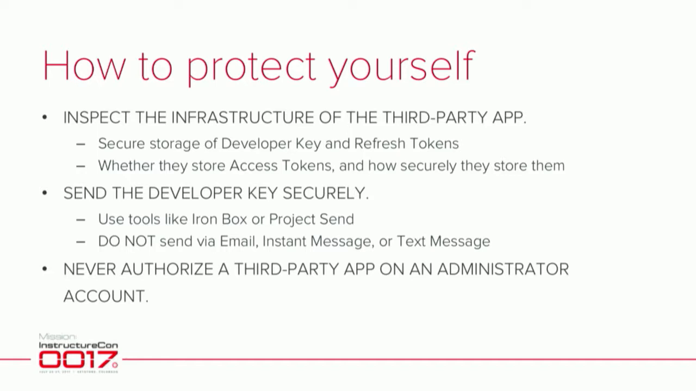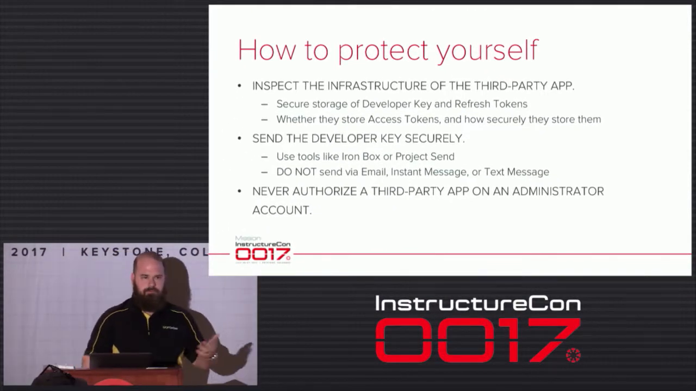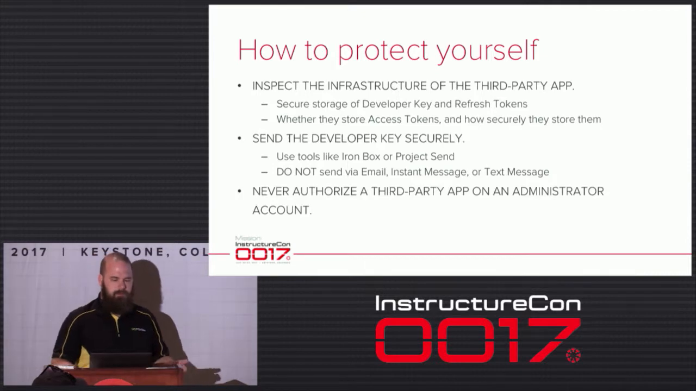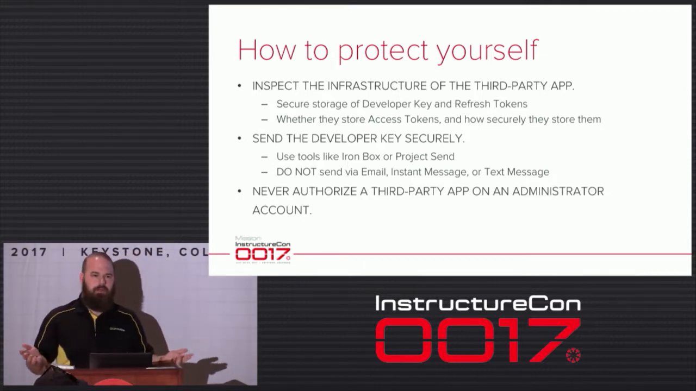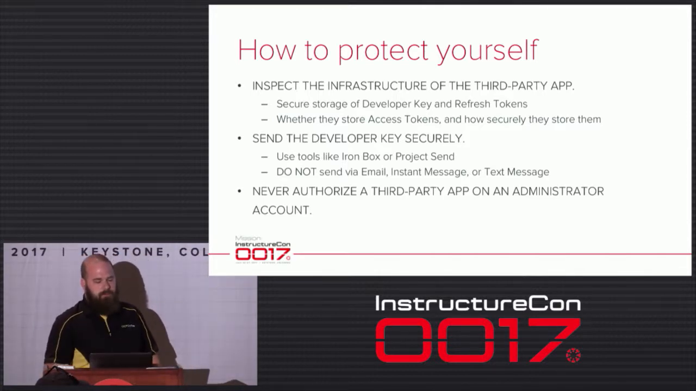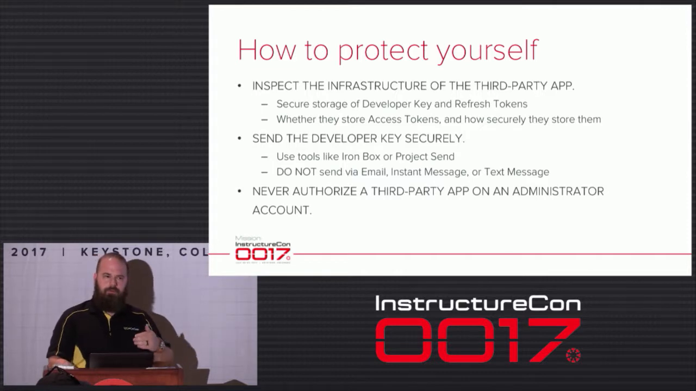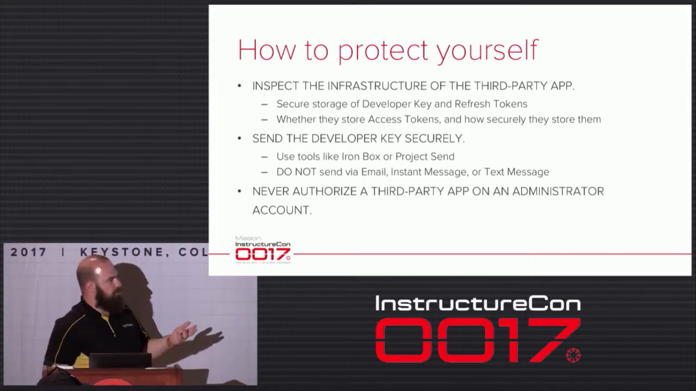You can also, this might be getting a little bit extreme, but you can actually inspect the infrastructure of that third-party app. You could do a site visit, though that often doesn't really mean a whole lot because everything's in the cloud now, so what are you going to do, visit Northern Virginia and look at the AWS server farm? But you want to look at how they store the developer key that you gave them and any refresh tokens, which I'll get into. Did I mention a refresh token earlier?